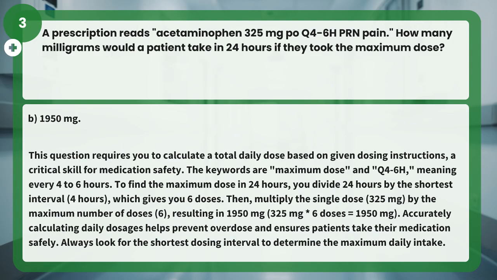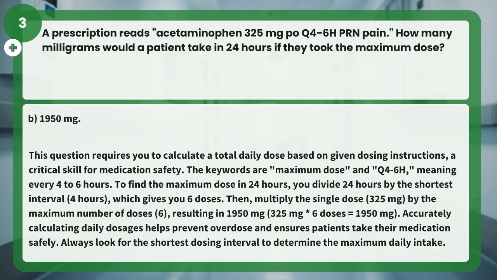Answer B. 1,950 milligrams. This question requires you to calculate a total daily dose based on given dosing instructions, a critical skill for medication safety. The keywords are maximum dose and Q4-6H, meaning every 4 to 6 hours.